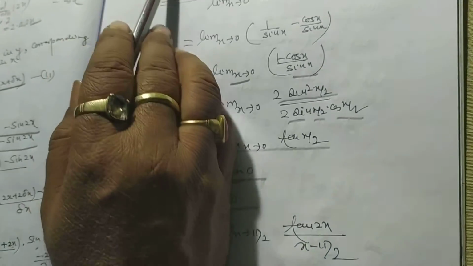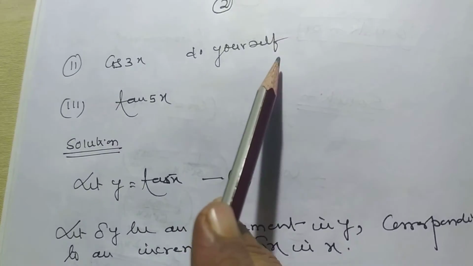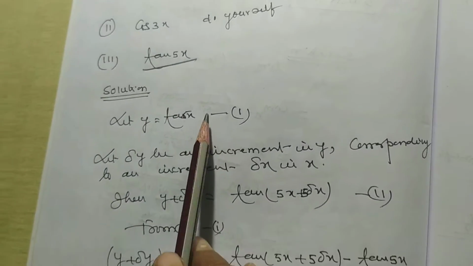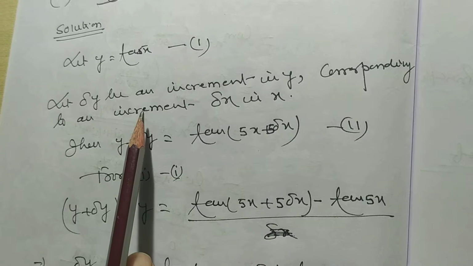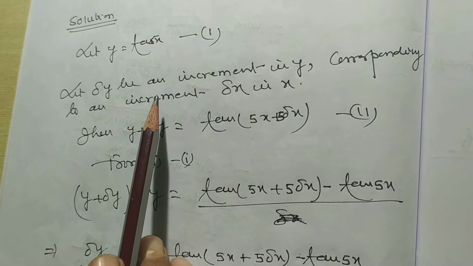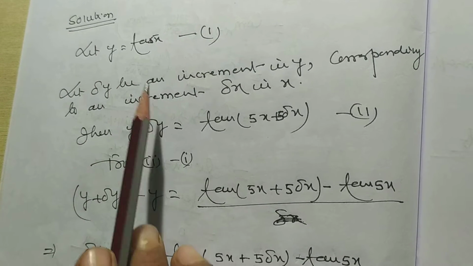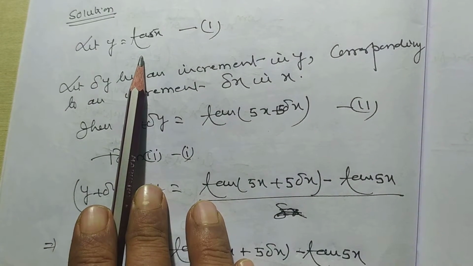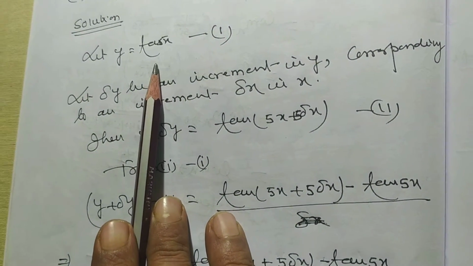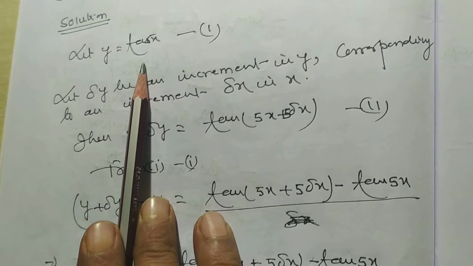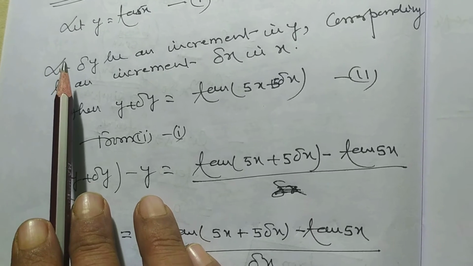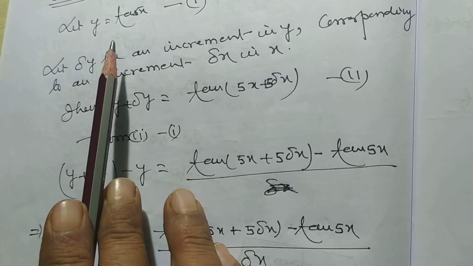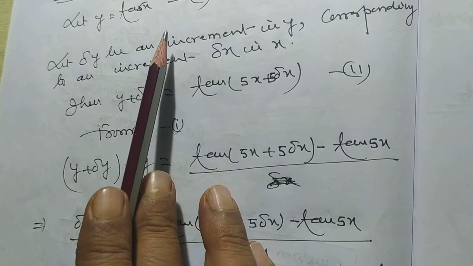Now question 2. You do it yourself, and tan 5x. So y is equal to tan 5x. My dear students, my suggestion is, when you revise this chapter, you should solve the problems of y is equal to tan 2x and y is equal to tan 3x. If you solve these problems, then automatically the problems of sin x, cos x, sin 2x, cos 2x will be solved.